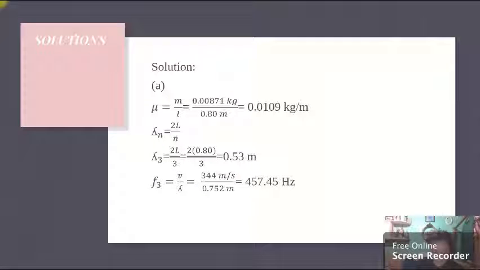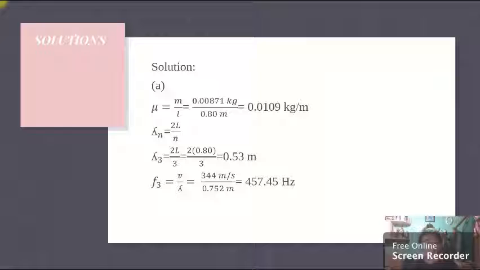So the first thing we need to do is to calculate for the linear density, which is mass over length, and plug in the given that we have for the mass and the length. We're going to have an answer for the linear density, which is 0.0109 kilogram per meter.